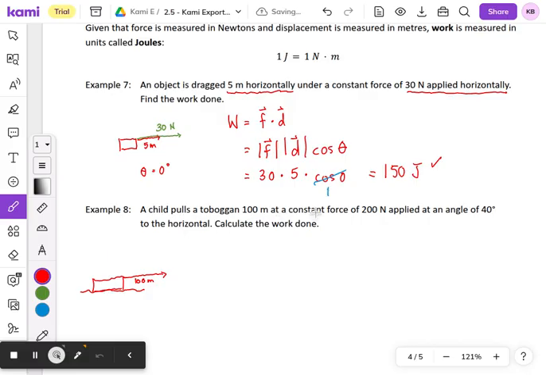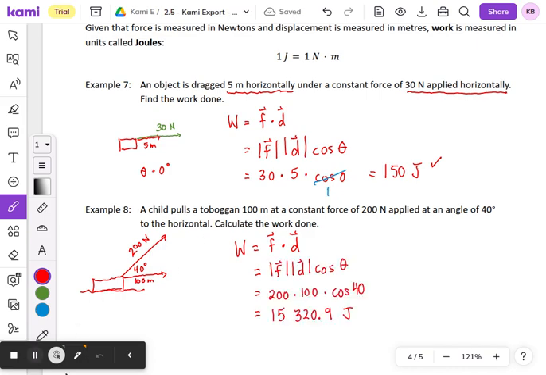And they're pulling with a force of 200 newtons that is applied at an angle of 40 degrees to that horizontal. So here's my force vector, 200 newtons, and it's applied with an angle of 40 degrees. So for my work, I'm just going to do my dot product. I'm going to pause this and you guys can come back.